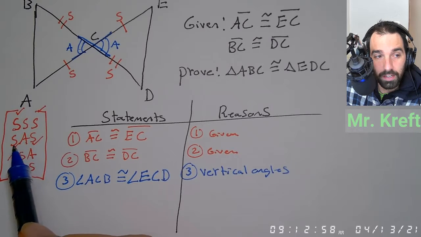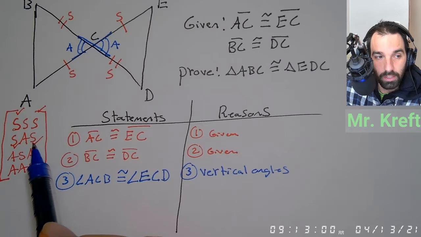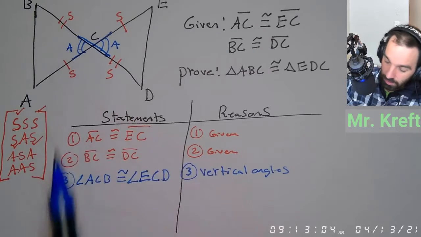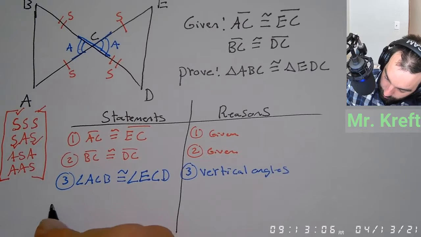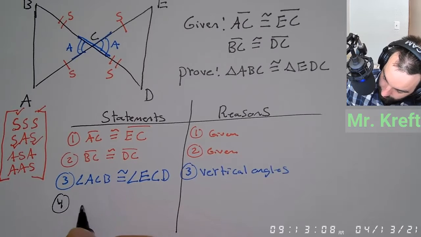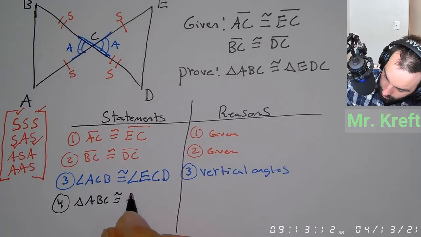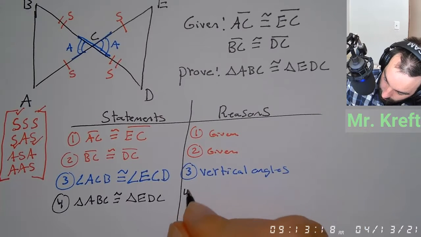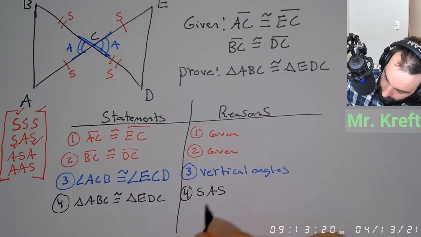Just to double check, do you see how in SAS, the angle's touching both sides? So I look here, the angle is in fact touching both sides. So I am able to finish this proof and say triangle ABC is congruent to triangle EDC, and I'm just copying it from what they said here, and then my reason is going to be SAS.